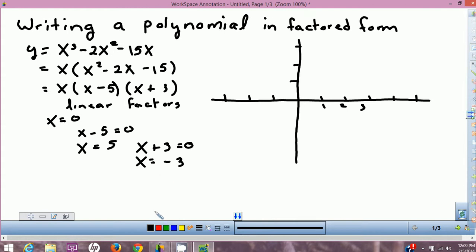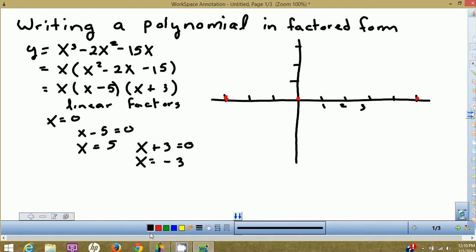Well, what does that give me? That gives me my x-intercepts. So let's put them on the graph. X equals 0, I have an x-intercept right here at 0. X equals 5, I have an x-intercept right here at 5. And x equals negative 3, I have an x-intercept right here at negative 3.